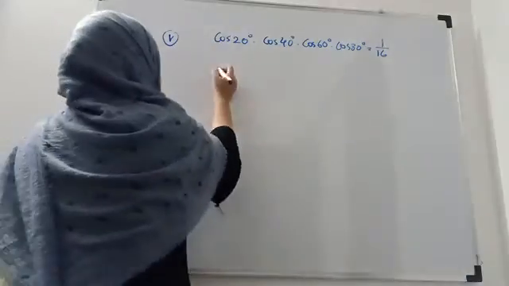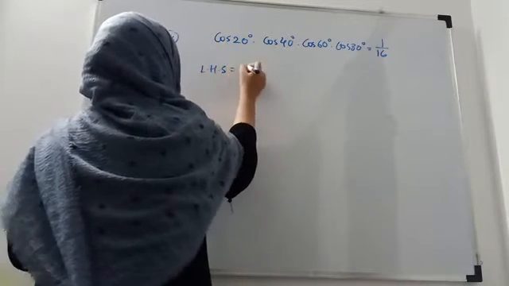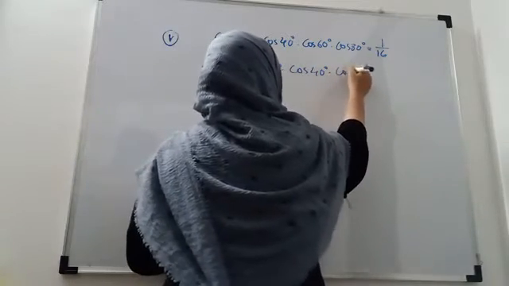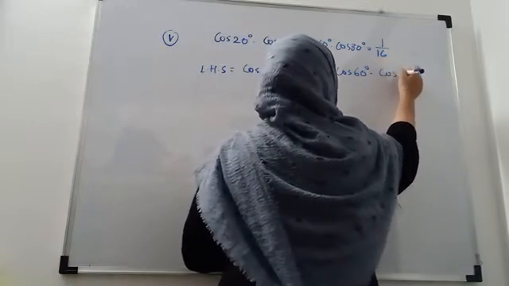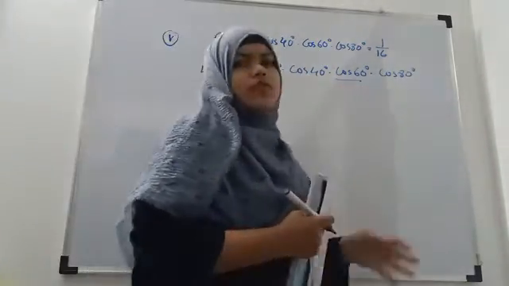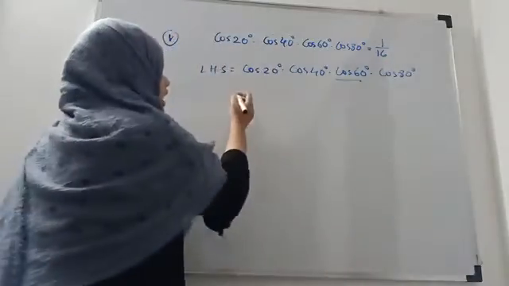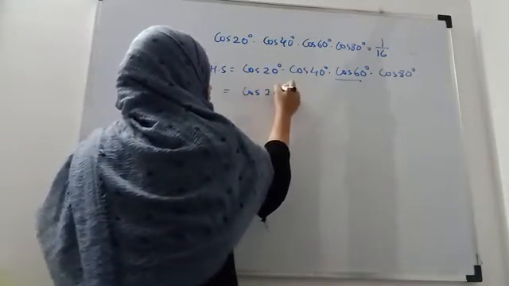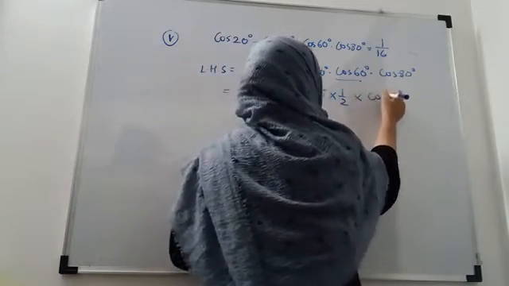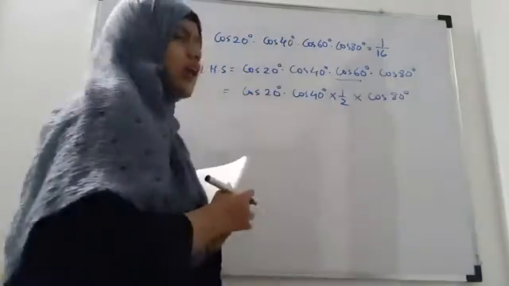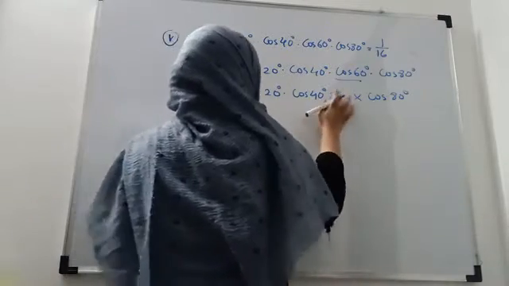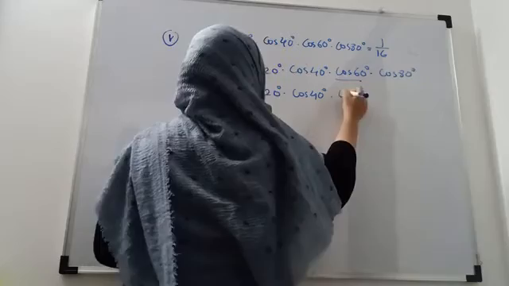Okay, so we'll start with LHS. LHS is equal to cos 20 degree into cos 40 degree into cos 60 degree into cos 80 degree. Now among all these values, we only know the value of cos 60, which is half. So we'll substitute that. Here we'll get cos 20 degree into cos 40 degree into half into cos 80 degree. We'll write half here and we'll write this expression as it is.